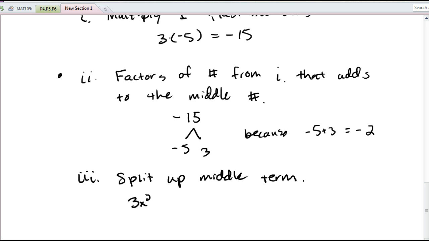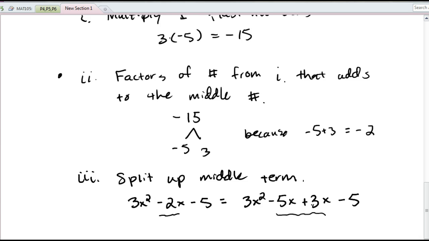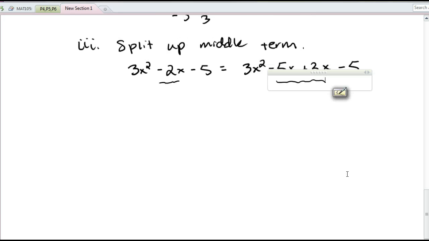So what we have is we had 3x squared, let me just remind you of the polynomial, minus 2x minus 5, and we're going to split up the middle term by writing it as 3x squared minus 5x plus 3x minus 5. So notice the minus 5x and plus 3x give us the minus 2x in the middle. So these things are really identical, but for the reasons of grouping, we're going to want to include a little bit more. So fourth step is where we actually factor by grouping.